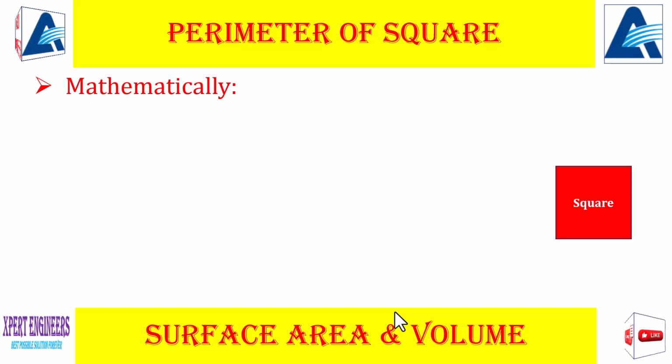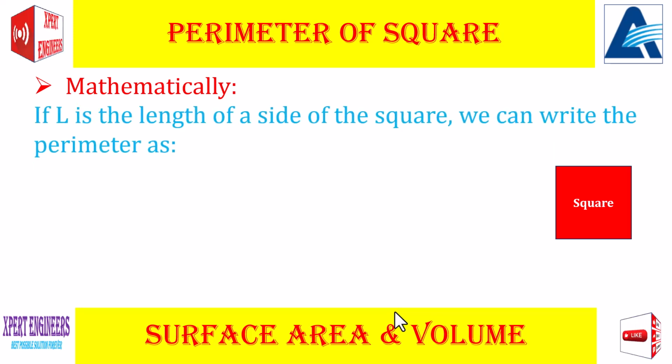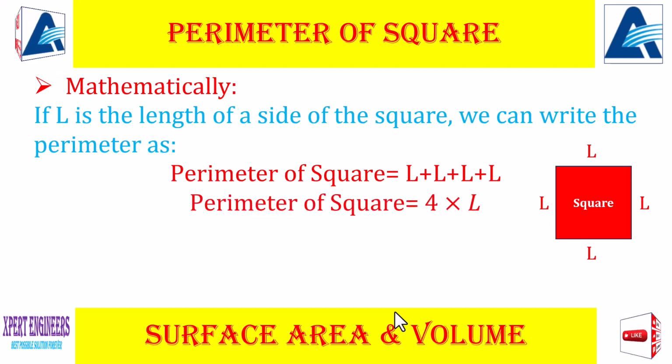Now let's suppose we have a square and we assume the length of one side of the square is L. Then we can write the perimeter as length plus length plus length plus length. As we know that the length of all four sides are equal, we can write the perimeter of square as 4 into L.